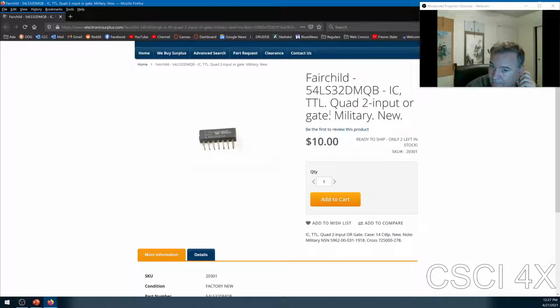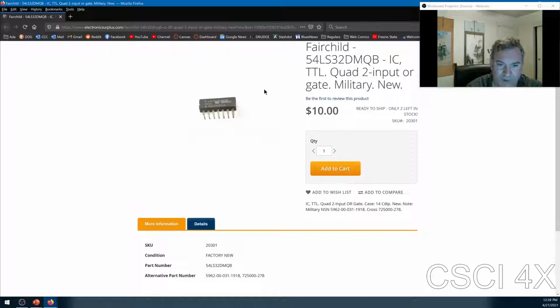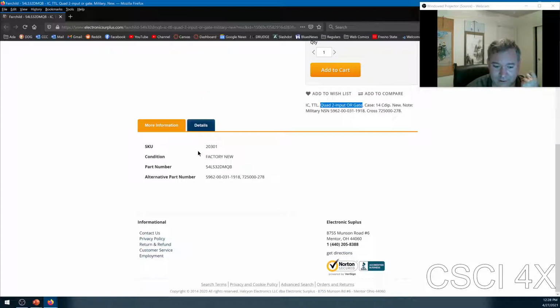Quad 2-input OR gate. Well, that wasn't at all what I was searching for, but all right, cool. Okay, this one also has 14 pins on it. And quad 2-input OR gate at least tells me how the pins are lined up, right? So basically you're going to have pairs of pins and they're going to do an OR. So if you have a high voltage coming in, let's say 5 volts on this pin, 5 volts on this pin, if these are the input pins. I don't know the pinout diagram.